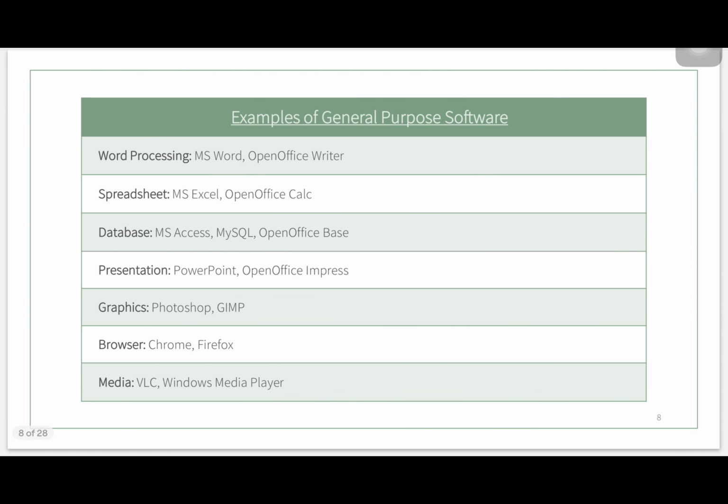See here, examples of general purpose software. They can ask you in the exam what are the examples of word processor. That's why I have given this. MS Office, Open Office Writer. Sheet, MS Excel, Open Office Calc. Database, MS Access, MySQL, Open Office Base. Presentation, PowerPoint and Open Office Impress. Graphics, Photoshop and GIMP. GIMP is a free one and Photoshop is a paid one.